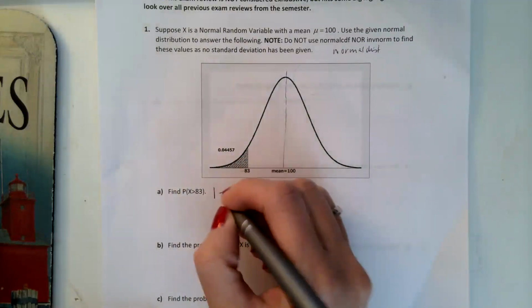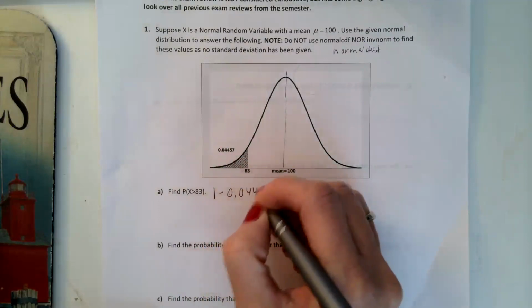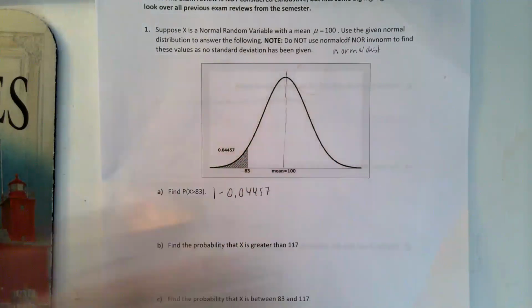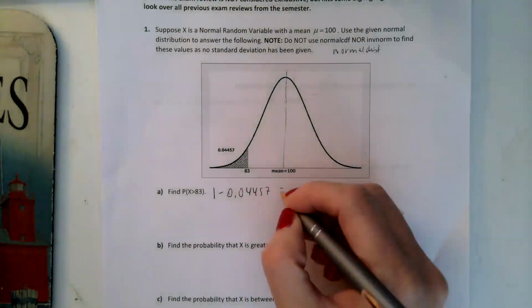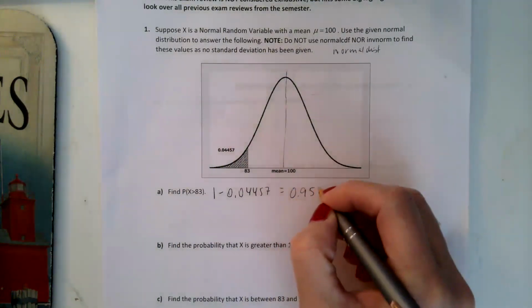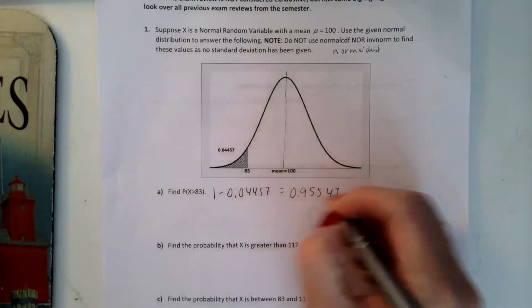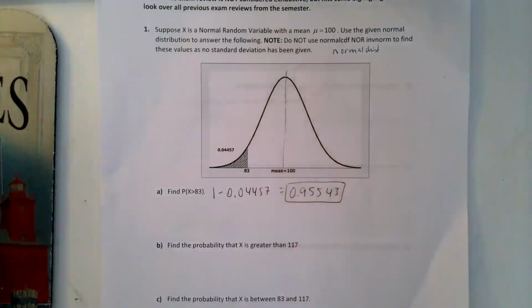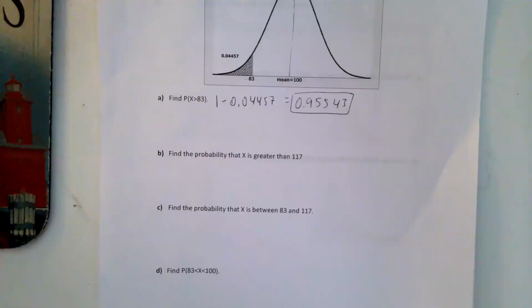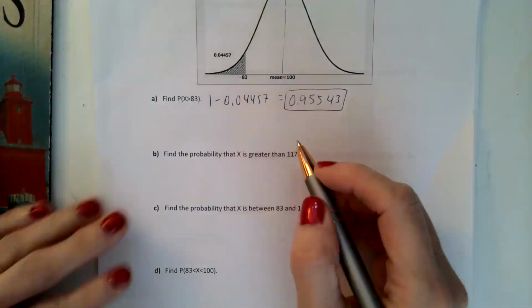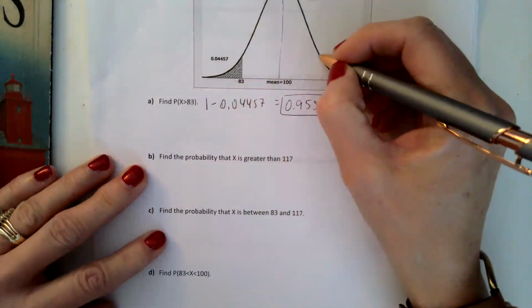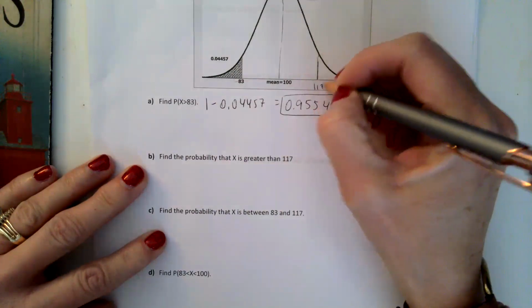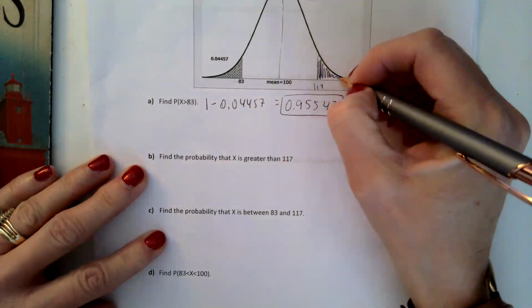Well, that should just be 1 minus 0.04457. Which should be 0.95543. Then B says, find the probability that X is greater than 117. Okay, so 117 would be about right here. So what is the probability that it's bigger than 117?